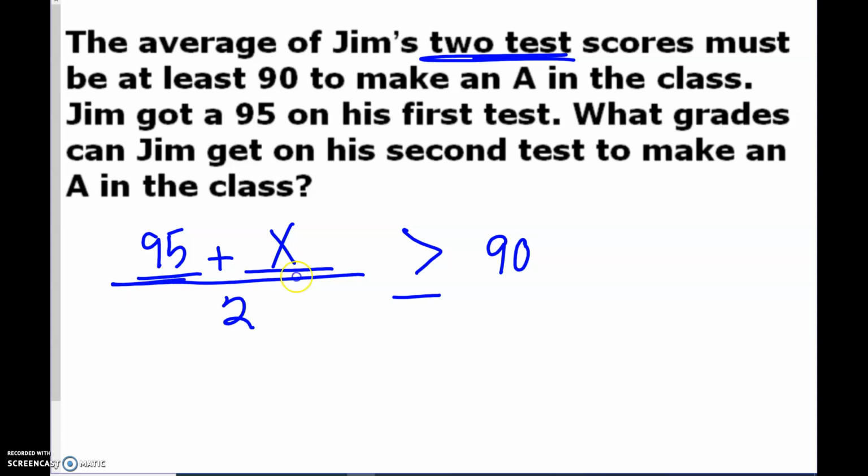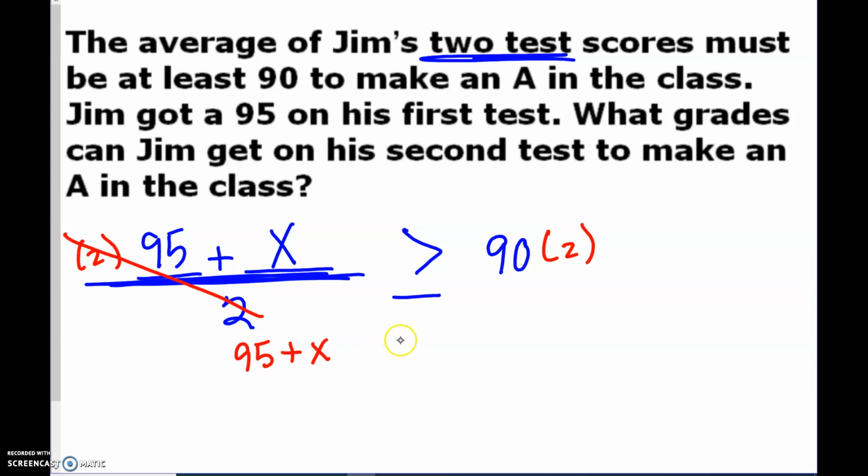So how do we solve this? Well, this says divide by 2. The opposite of dividing by 2 is going to be to multiply by 2. So these simplify to 1. So we have 95 plus X, and my action was to multiply by a positive. So there's no flipping, and 90 times 2 is 180.